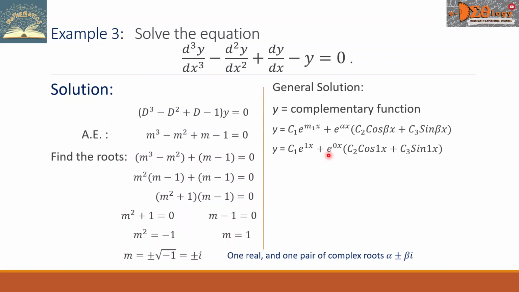Now take note of this e raised to 0 times x. The 0 times x becomes 0, and the e raised to 0 becomes 1. It means we can simplify further the final answer into: y equals c sub 1 times e raised to x plus c sub 2 times cosine of x plus c sub 3 times sine of x.